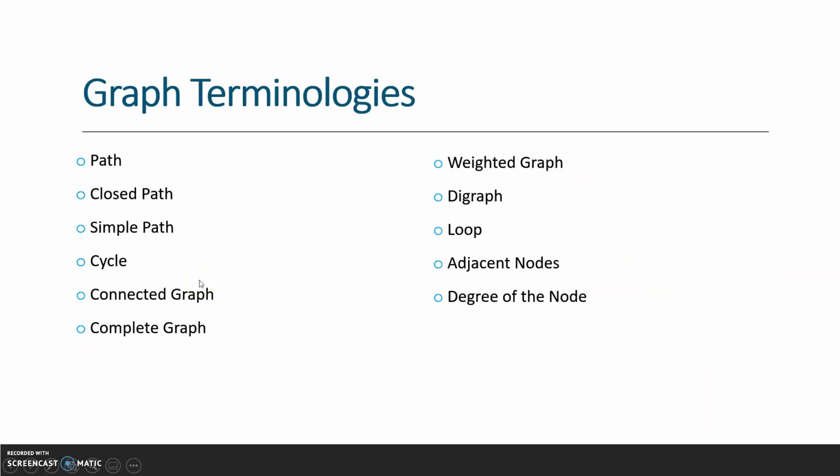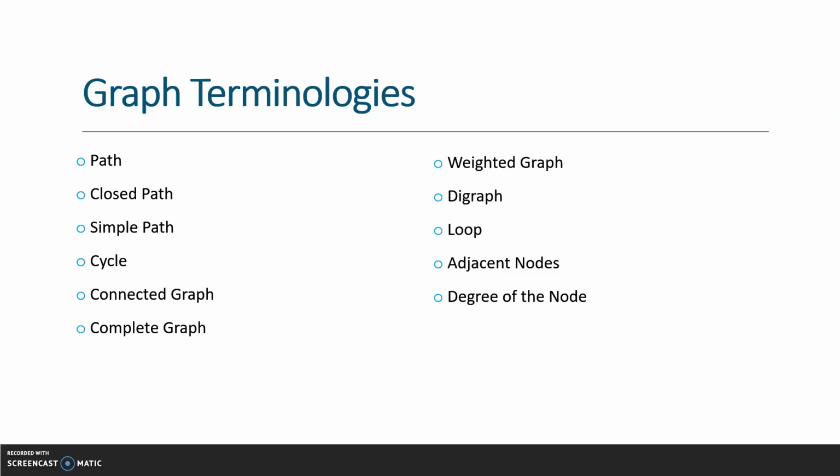So let's check some of the graph terminologies. Path: a path can be defined as the sequence of nodes that are followed in order to reach some terminal node from the initial node. A path is called a closed path if the initial node is the same as the terminal node. A simple path is one in which all the nodes of the graph are distinct, without any closed path.